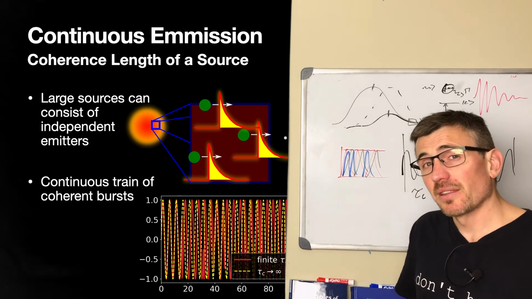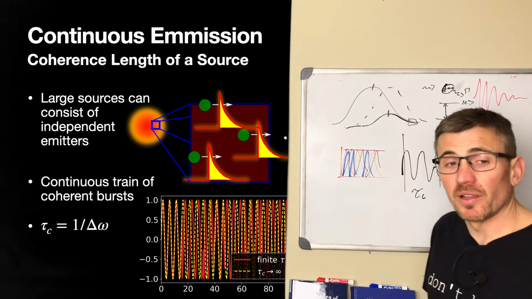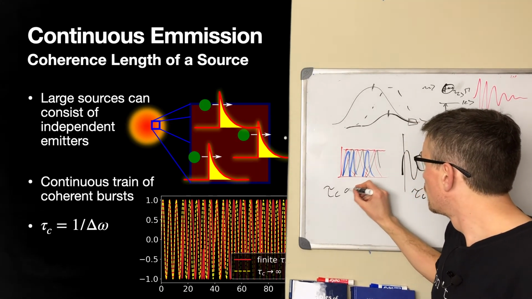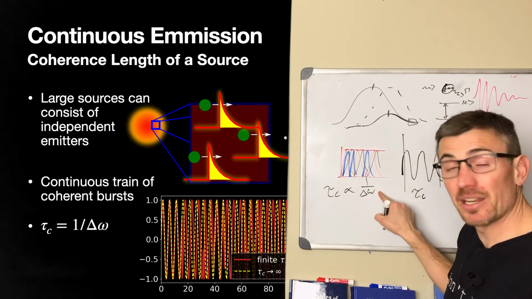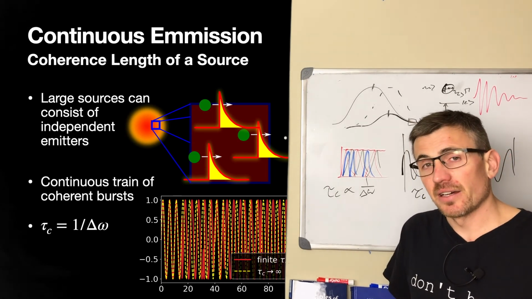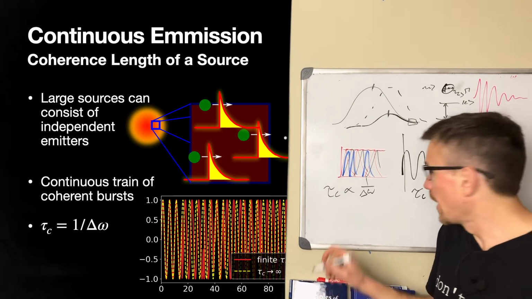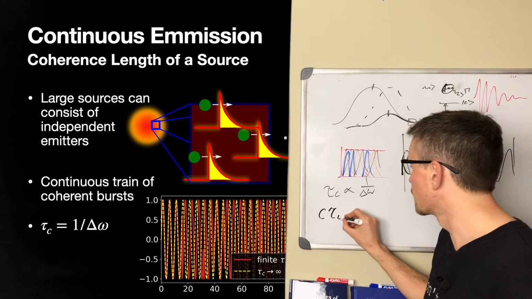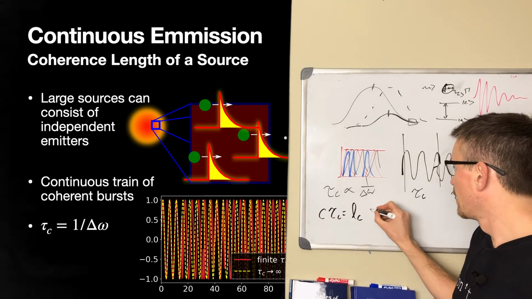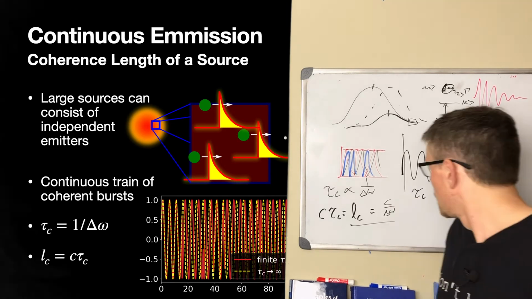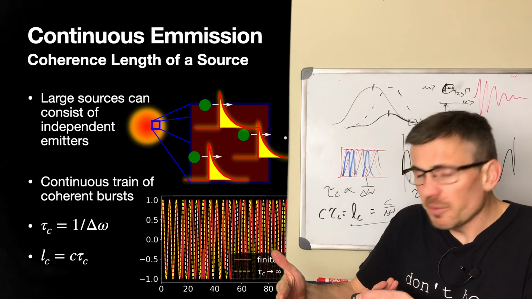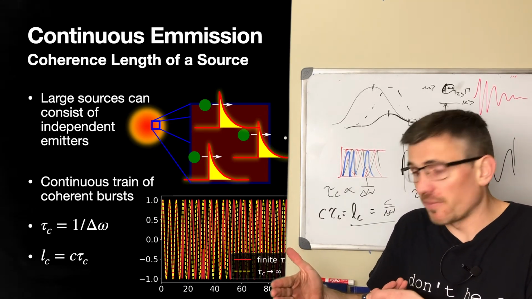What is that coherence length? Well, it's just related to the spectrum of the light. The coherence time is proportional to 1 over the bandwidth, the spread in frequency of the emission of the light. And we can just apply this to a coherence length. So c times the coherence time is what we call the coherence length, and that's just c over delta omega. So if I have light, here's a laser, it has some coherence length based on the bandwidth of this laser.